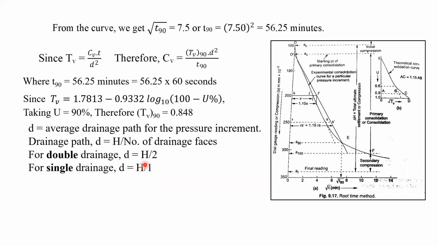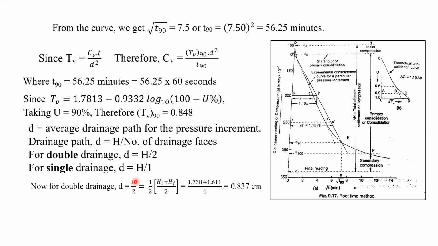So single drainage, that is called a single drainage, right? So we can see here. Let us take the example here. We can understand D is equal to H by 2, where 2 means the number of drainage faces, or drainage path, is 2.